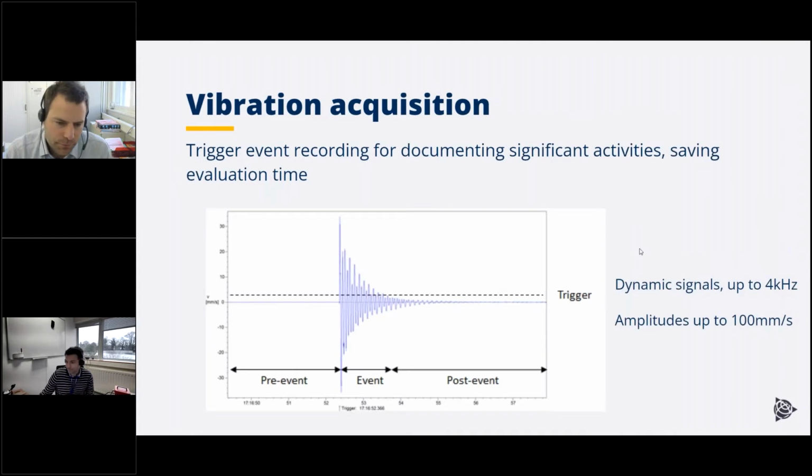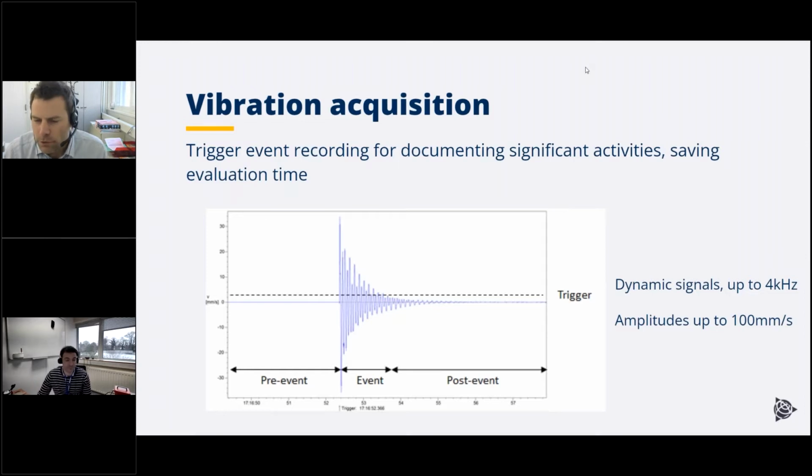Next. So that's what I mentioned. Here you see the blue curve. It's a typical vibration signal on one axis. You can see the damping of the signal, reducing the amplitude of the vibrations. And we're talking about pre-event, event, and post-event time to capture the entire event. Having the trigger level really allows you to avoid processing all the data and spending time on uninteresting signals, and you will save a lot of time when you evaluate the recordings.